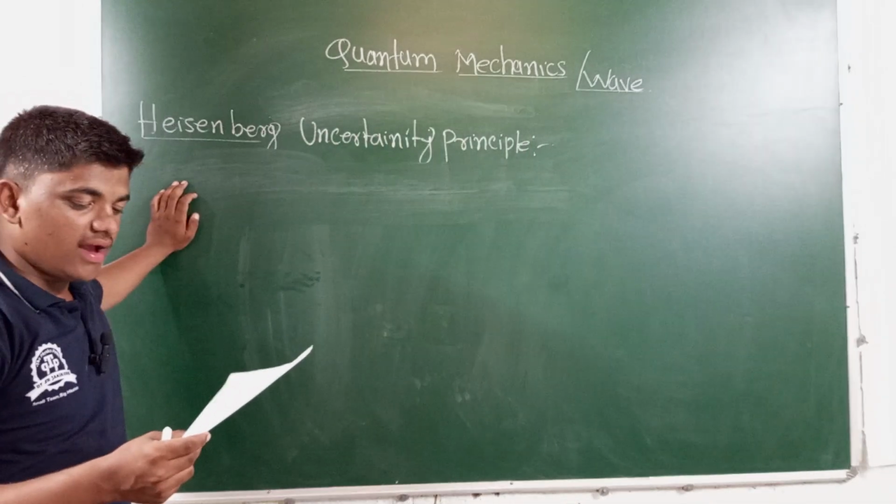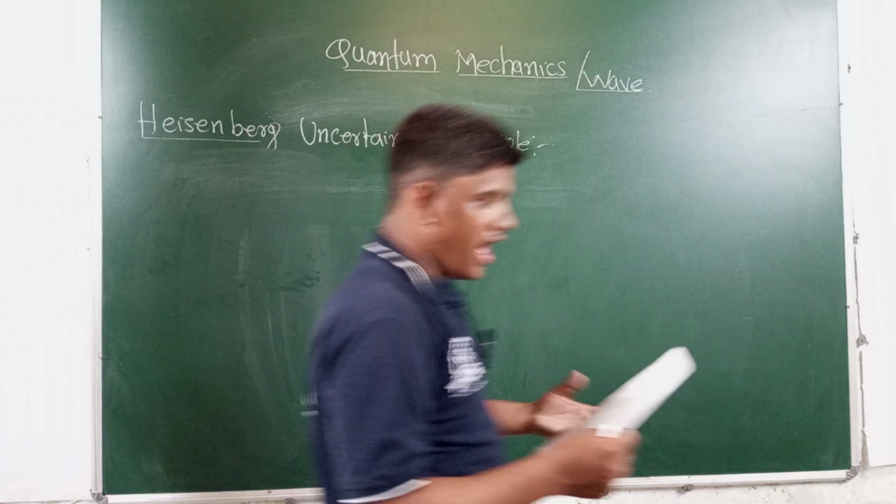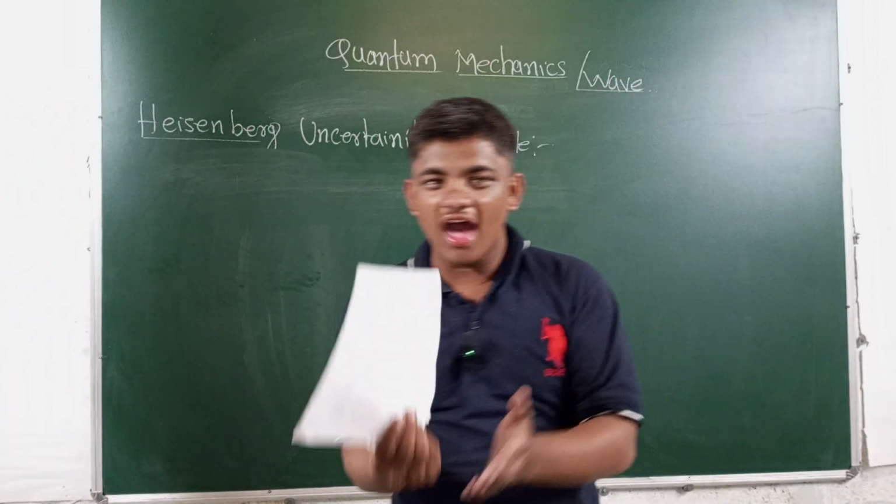In classical mechanics, one can simultaneously determine as many properties of a particular system.